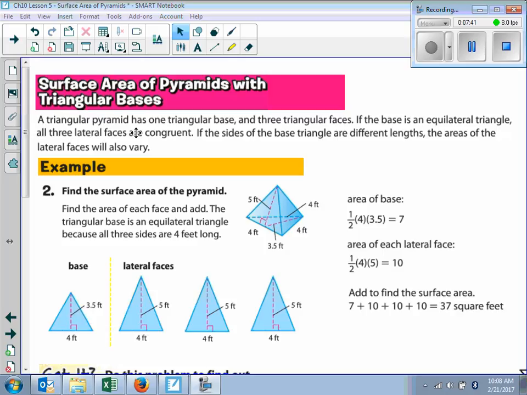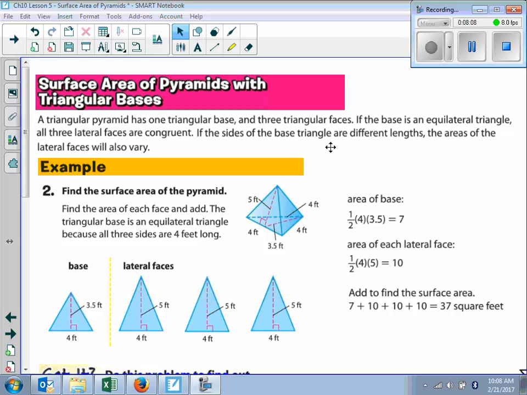So it says a triangular pyramid has 1 triangular base and 3 triangular faces. If the base is an equilateral triangle, then that means all 3 faces are congruent. Just like when we have a base that is a square, all the triangles are congruent. Does that make sense? Okay? So, that's a little shortcut that you can take.